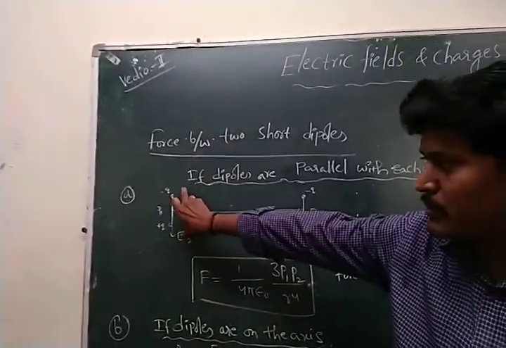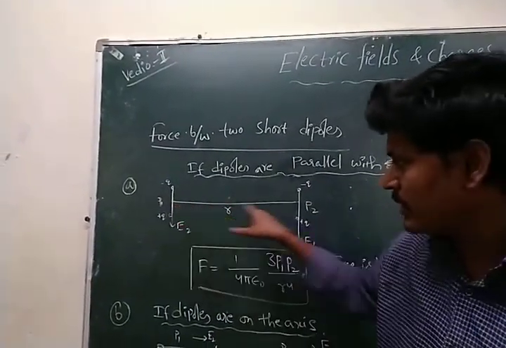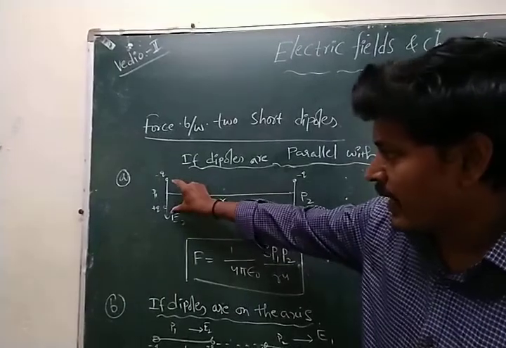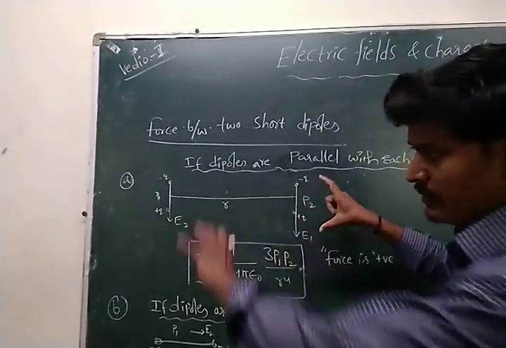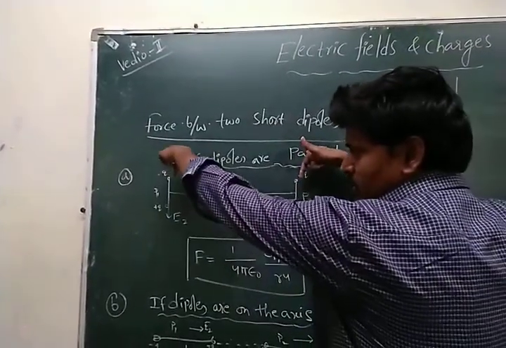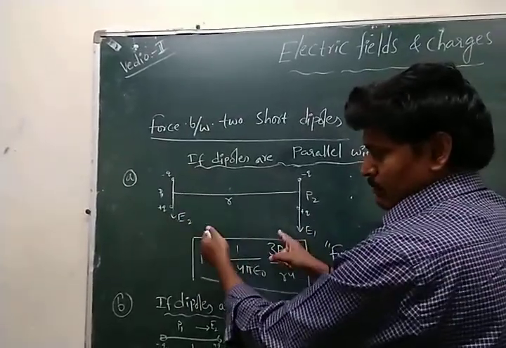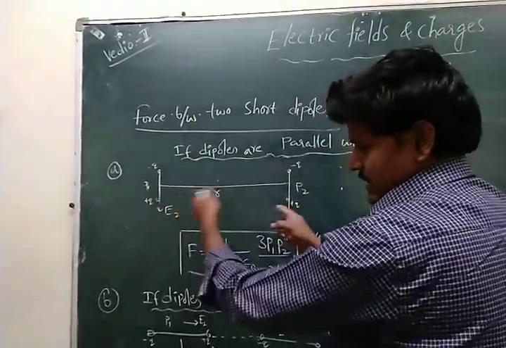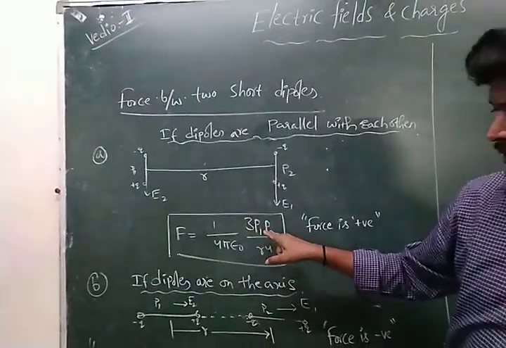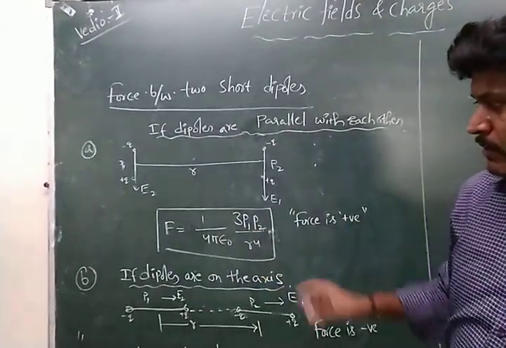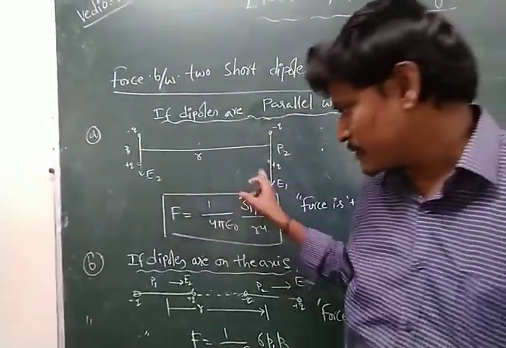If two dipoles are parallel with each other, separated by a certain distance, actually this is the first dipole, this is the second dipole. These two are parallel with each other. The dipole moments are also in the same direction. Then the attraction force between them is F is equal to 1 by 4 pi epsilon naught into 3 P1 P2 by r power of 4. This is the expression for force between two dipoles.